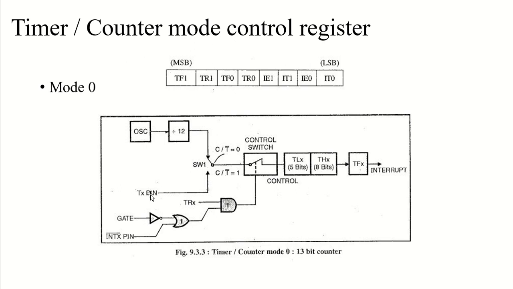So TR is a control bit in the TCON register, right? Let me repeat it one more time. For the operating condition, TR must be 1, gate must be 0, and INTX should be 1.